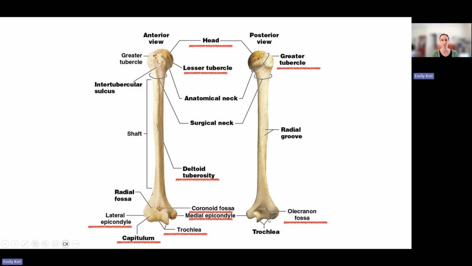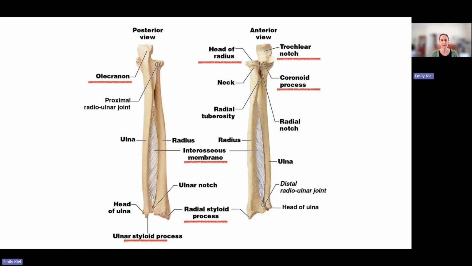Trochlea, remember, related to pulley. You have your olecranon fossa, where the olecranon of the ulna is going to go. And then you have your coronoid fossa, where your coronoid process of the ulna is going to go. So be aware of those areas. Here we've got our radius and ulna.